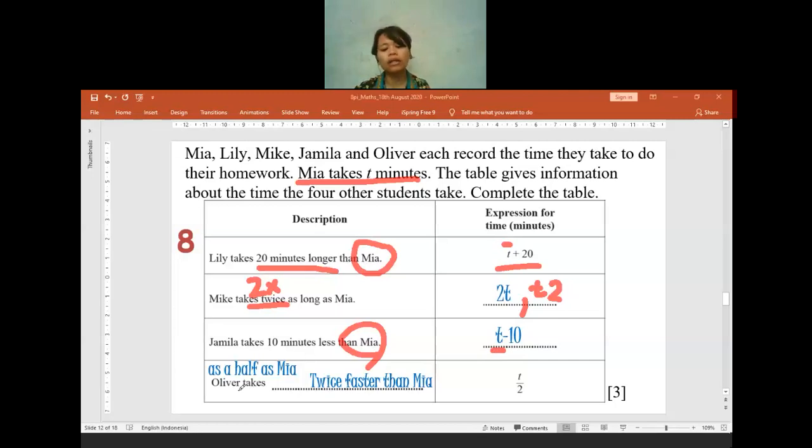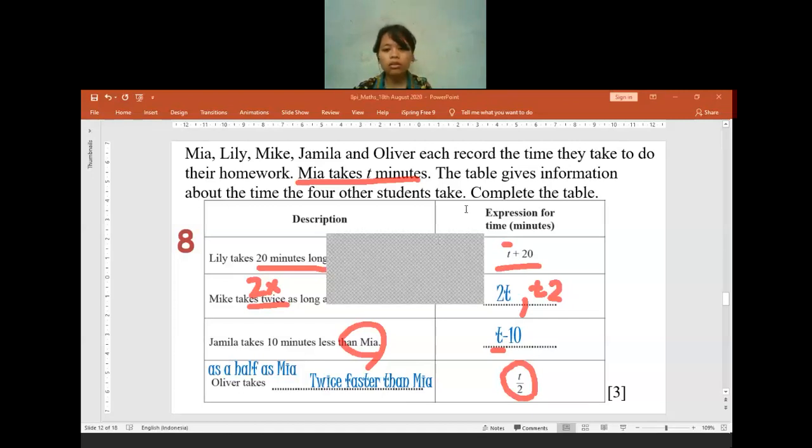For the last one, Oliver takes, because we already have the expression, T divided by 2, so we can write it as twice faster. Or you can say as a half as long as Mia, something like that, it's okay. So, okay, is there anyone having any question?